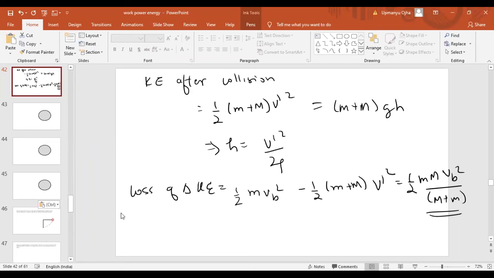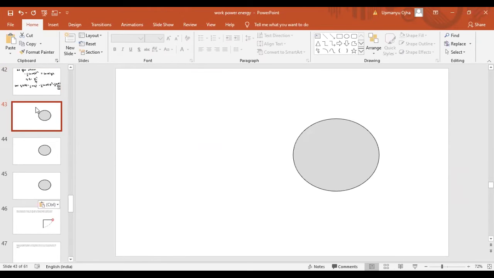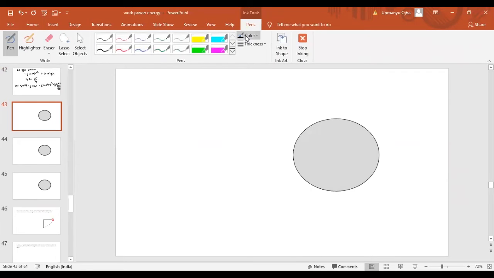Let us start. So the next topic for our work, energy and power chapter is vertical circular motion. Now this is also a very important topic. Problems have been asked directly from vertical circular motion. In this we'll use the concept of circular motion, and we also have to conserve the energy. Everything we have to do here.